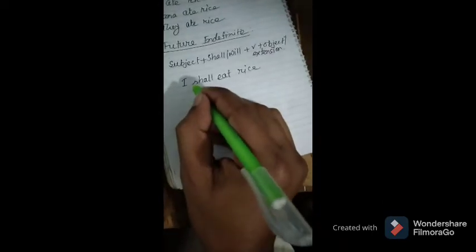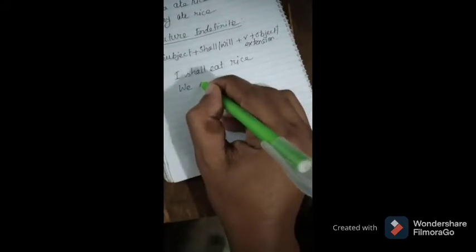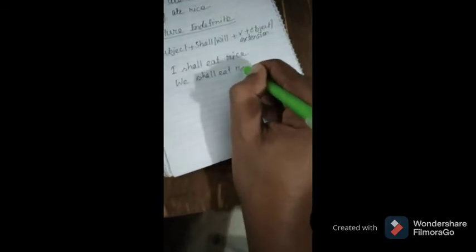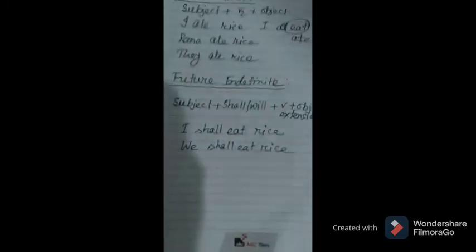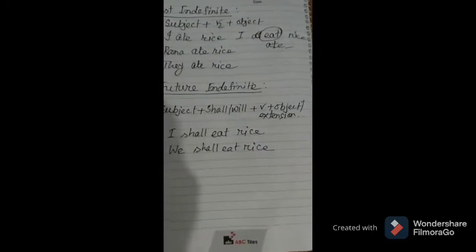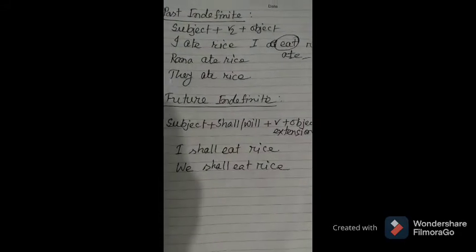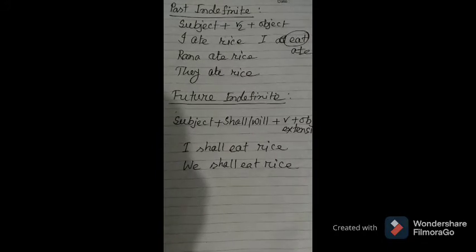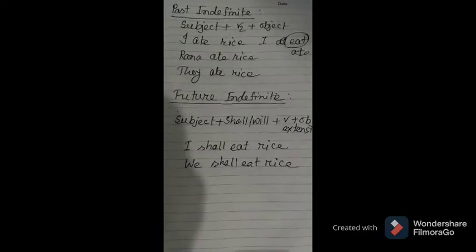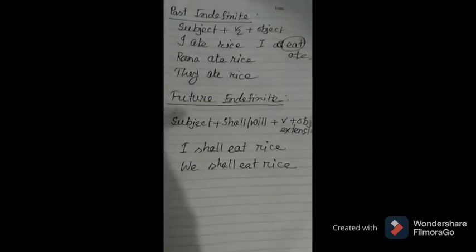In first person plural number we will use we shall eat rice. Let's think something. One minute ago I told you that I will. So you can use shall or will, either of the words, when you are speaking English, but in written form you need to use shall, not will, in the case of first person, whether it is singular or plural.